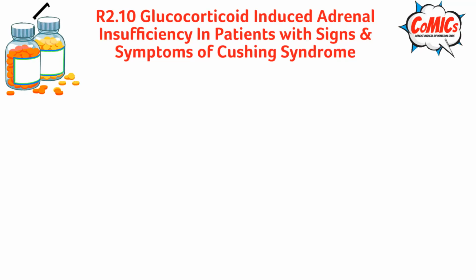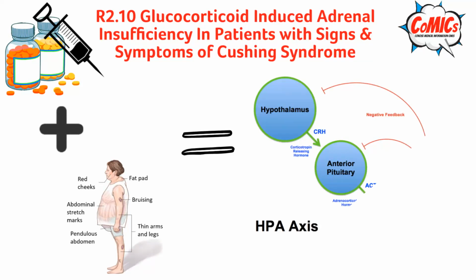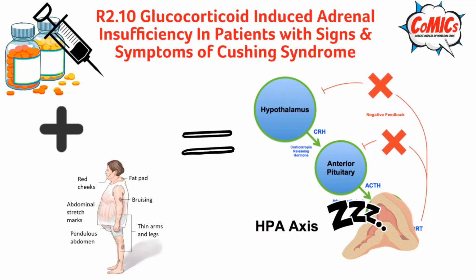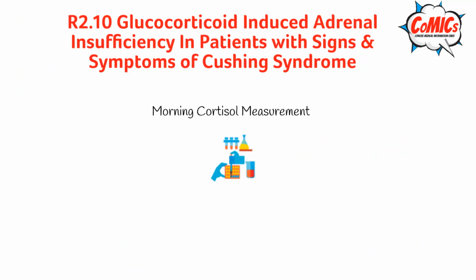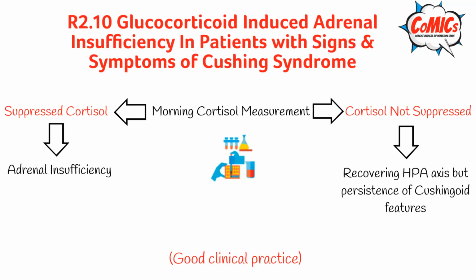If a patient with a history of glucocorticoid use shows signs of Cushing's syndrome, it should be assumed their HPA axis is fully suppressed. They will need to be managed accordingly. Morning cortisol measurement can help with this. It can distinguish between adrenal insufficiency, which shows low cortisol, and recovering adrenal axis even if Cushingoid features remain.